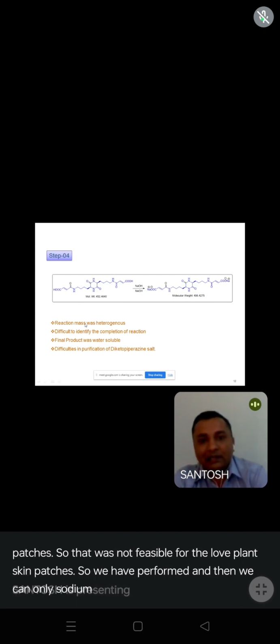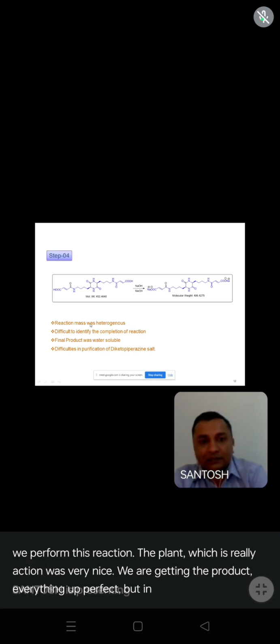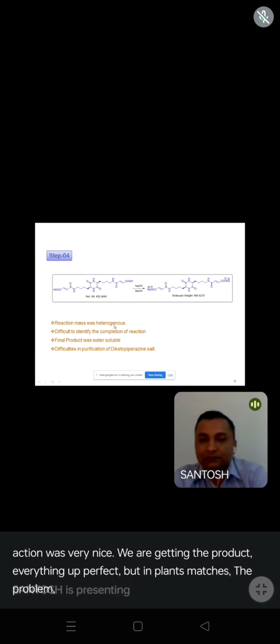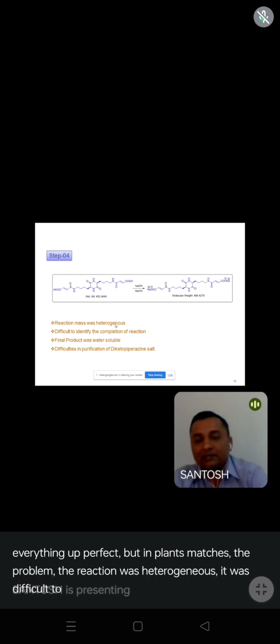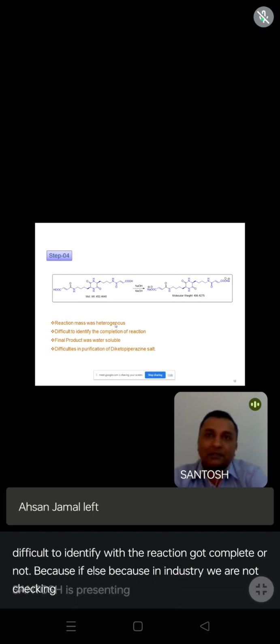So we prepared methanolic sodium hydroxide and performed this reaction. The plant batch reaction was very nice. We got the product, and everything was perfect. But in the plant batches, the problem was that the reaction was heterogeneous. It was difficult to identify whether the reaction was complete or not, because in industry we are not checking the reaction with TLC.